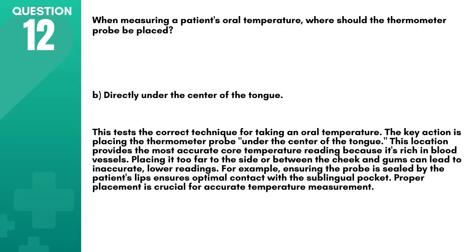Answer: B. Directly under the center of the tongue. This tests the correct technique for taking an oral temperature. The key action is placing the thermometer probe under the center of the tongue. This location provides the most accurate core temperature reading because it's rich in blood vessels.